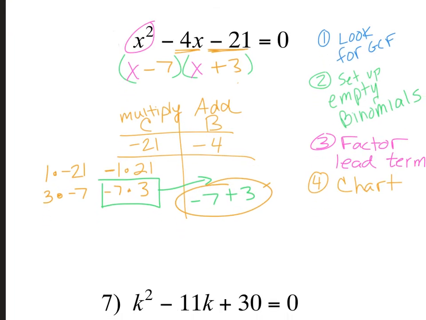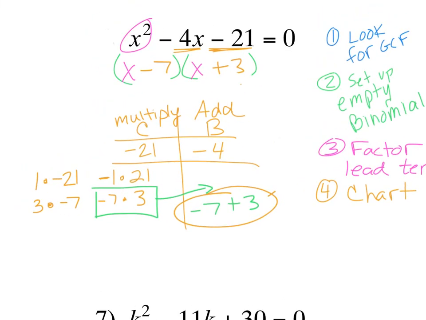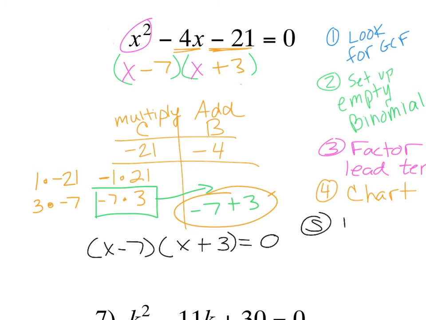So I'm going to take my x minus 7 and x plus 3 and set it equal to 0. So this is my fifth step, which is now to find the zeros. They're also called finding the solutions. Two different ways of saying exactly the same thing, okay? It really means exactly the same thing.